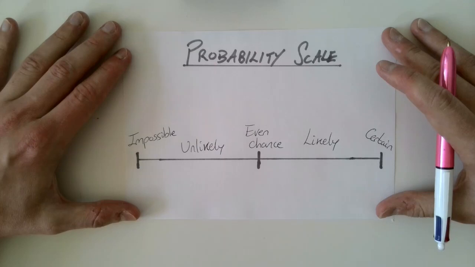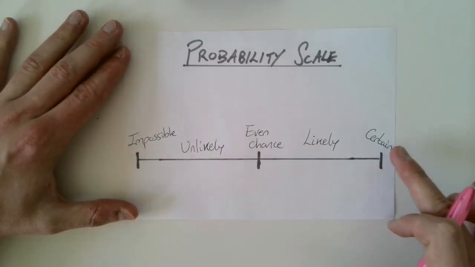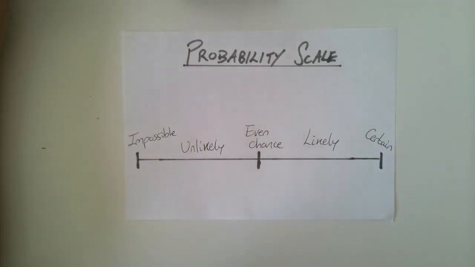What I'd like to do is copy this probability scale down with these 5 phrases, and we'll start looking at some examples using these 5 terms.